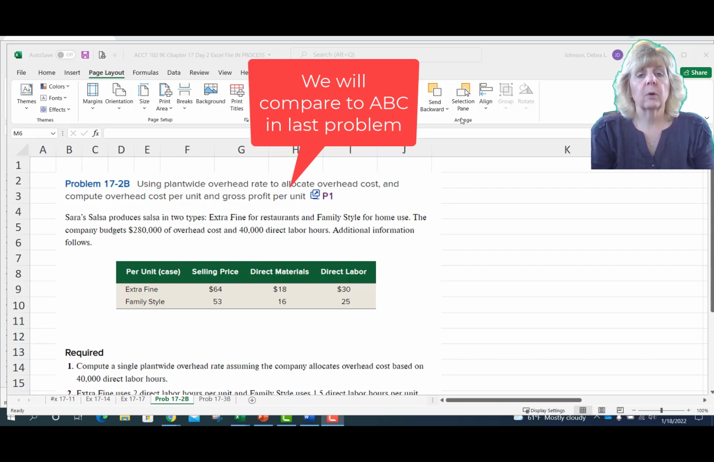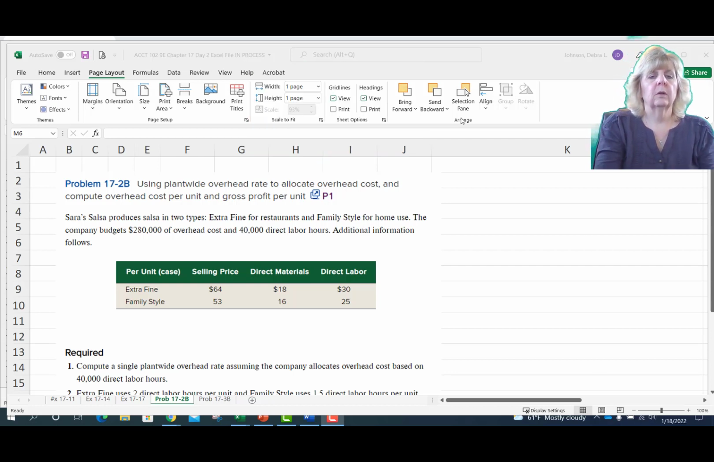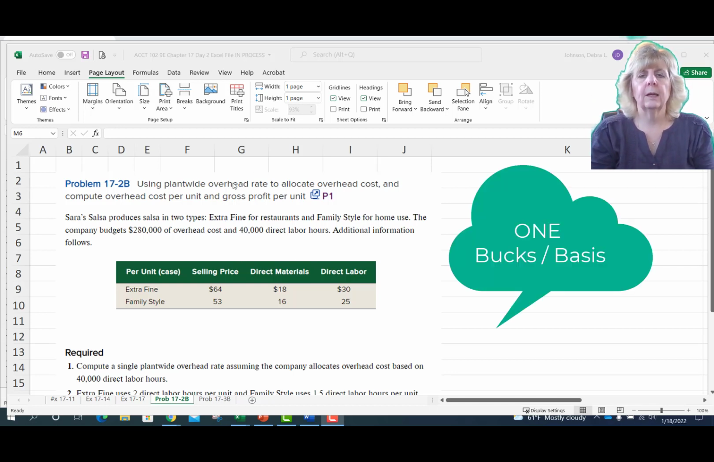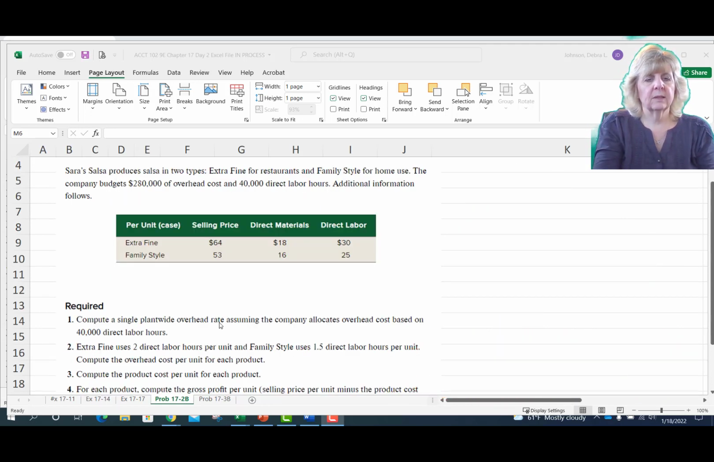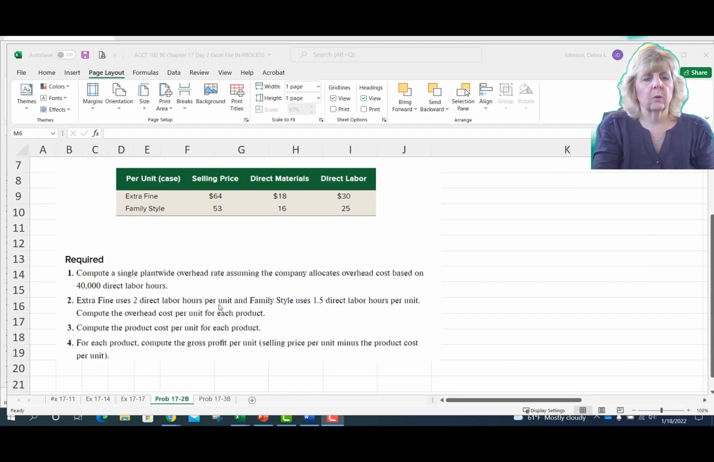So let's read the problem together, and then we'll attempt your answer. Using a single plant-wide rate, so stop right away. In my mind, I would be thinking bucks over basis. Whatever that basis is, probably direct labor hours, we're going to use that one rate and apply it to everything that we make. So that'll be our step 1, compute the single plant-wide rate based on 40,000 direct labor hours. That's a simple bucks over basis.